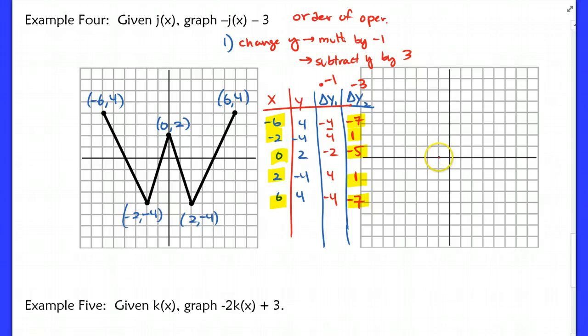So I go to negative 6, 1, 2, 3, 4, 5, 6, down to negative 7, 1, 2, 3, 4, 5, 6, 7. I plot negative 2, 1, 0, negative 5, 2, 1, and 6, negative 7. And now I just connect these points. So the original function j of x has now been reflected and translated down 3 units.